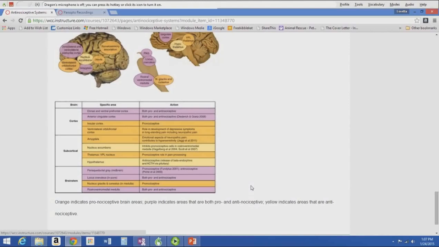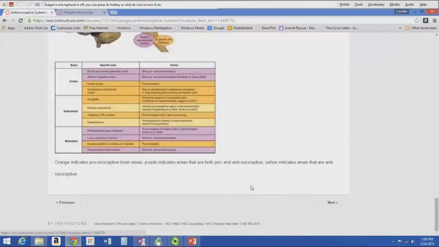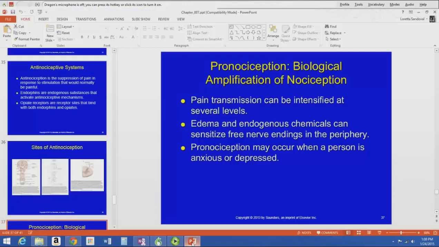The insular cortex is the orange one. It's pro-nociceptive, so that can make our pain worse. And so, like I said, I don't expect you to remember this, it won't be on the test or anything, but it's just interesting to see how the different areas can increase or decrease pain, and some of them both, depending on what the input is. So it's amazing stuff that our brain is doing. It's just absolutely amazing.